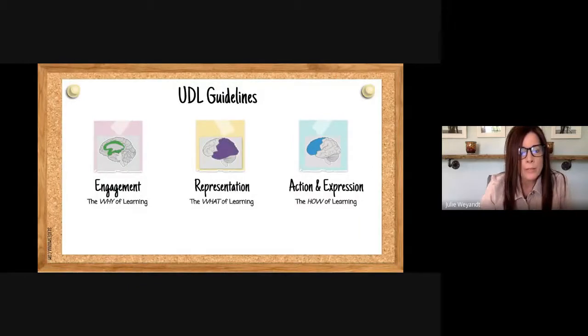So, another important thing to know about UDL is that it's based on cognitive neuroscience, which just simply means the understanding of how our brains learn best. It's based on three different brain networks: the affective network, which is the why of learning, the recognition network, the what of learning, and the strategic network, the how of learning.